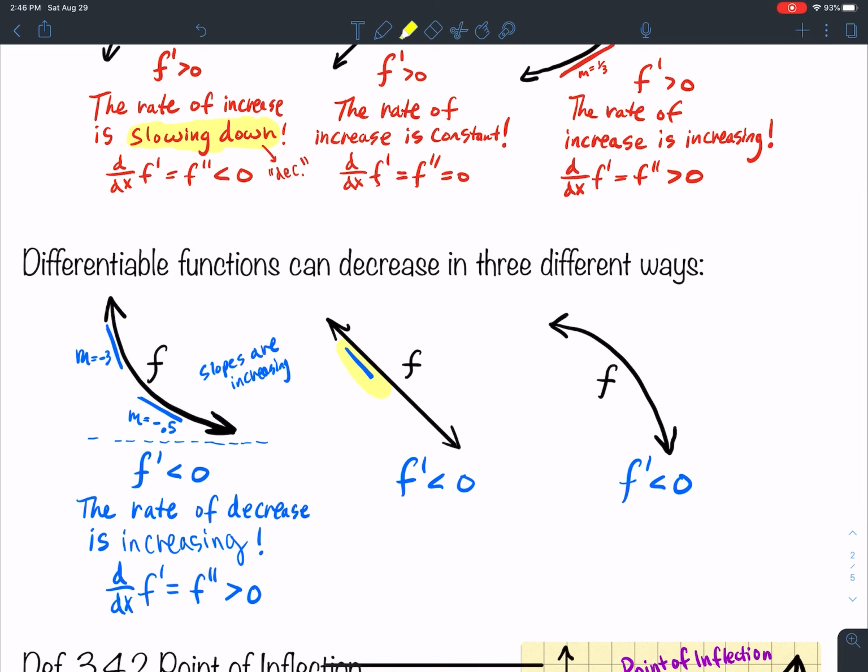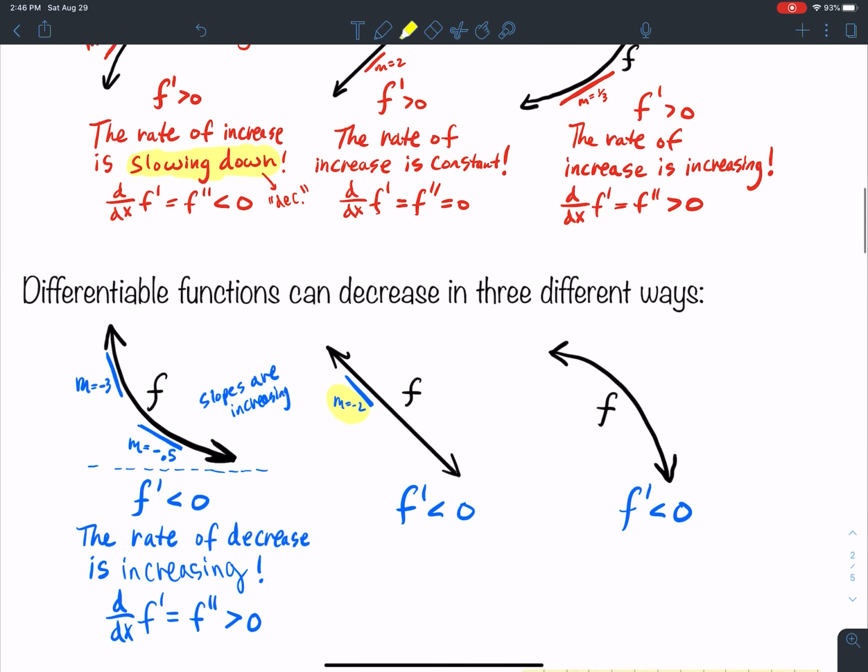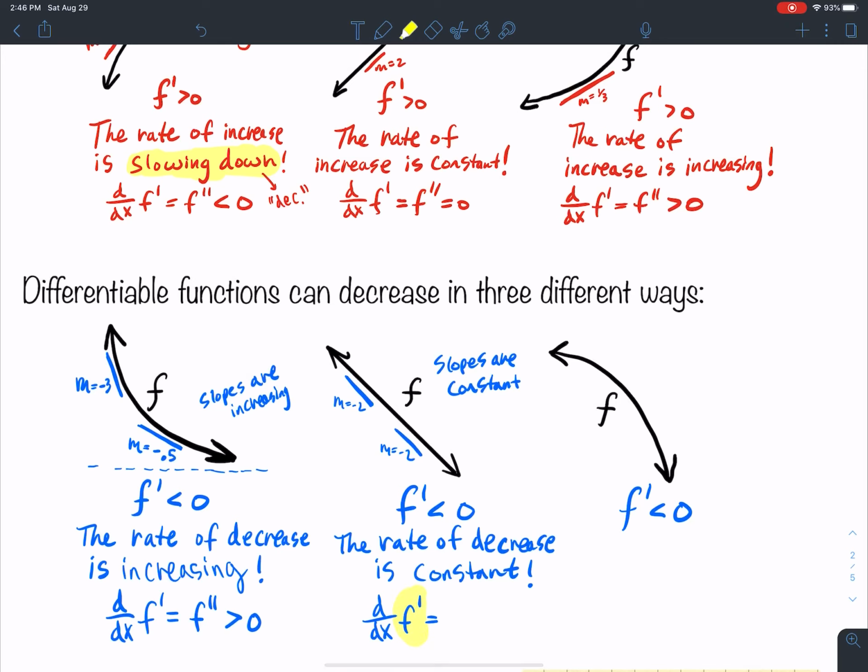Here I have a derivative maybe of negative 2. And here is the same derivative. It looks like the slope is constant, it's not changing. So the rate of decrease here, how is the derivative changing? Well, it's not changing, it's constant. It's always negative 2 no matter what x I plug in. So the derivative of the derivative is the second derivative, and that second derivative equals 0.